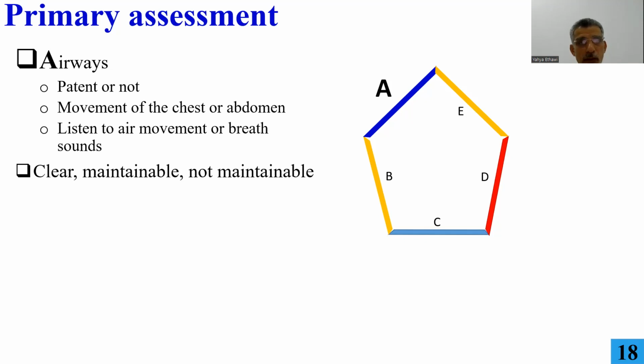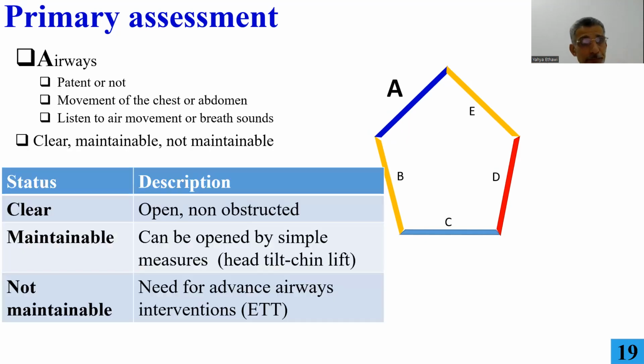So our evaluation is these three things in the airway, and the result should be there. We don't need to think; you just say clear, maintainable, or not maintainable, and we'll take it in detail. So what's clear? Let's answer your question. It means open, non-obstructed. What's maintainable? It means it can be opened by a simple measure, such as head tilt, chin lift.